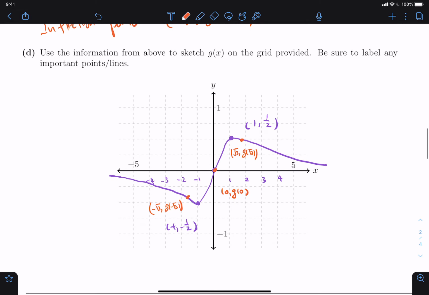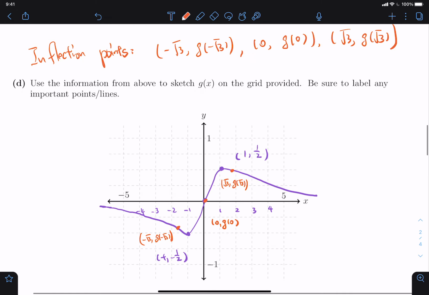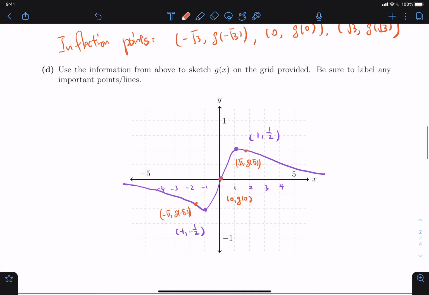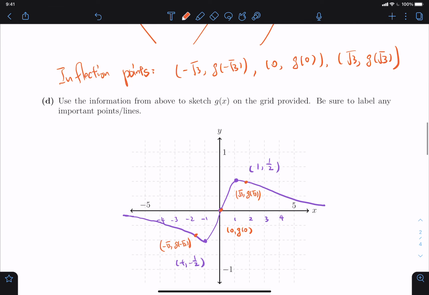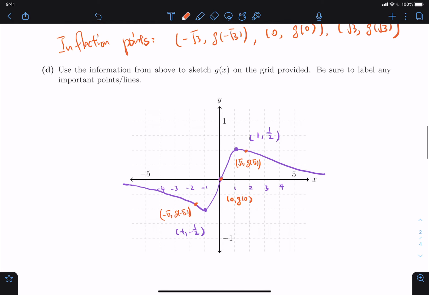So now we have the sketch of this function. This is a simple question. Okay? And now things should be clear, and we can move on to the next one.